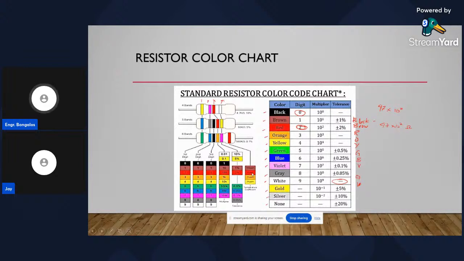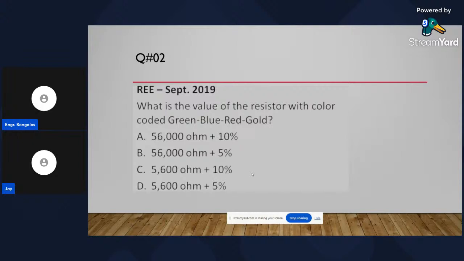Okay, so medyo mahaba yung topic na 'to, so medyo bibilisan ko lang. Okay. So ito, last September 2019. What is the value of the resistor with color coded green, blue, red, gold? Yan siya. So sa case na 'to, meron tayong 4 bands. So meron tayong 4 na color. So ibig sabihin, yung first digit natin then second digit, multiplier, and tolerance.